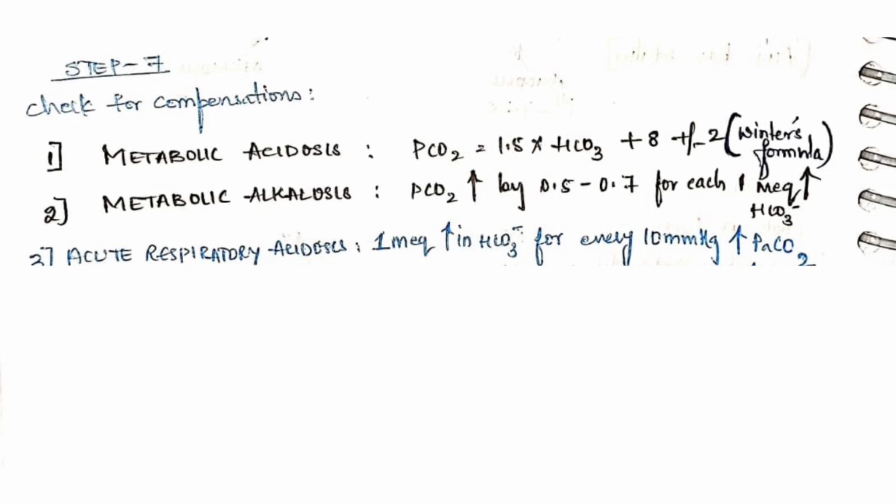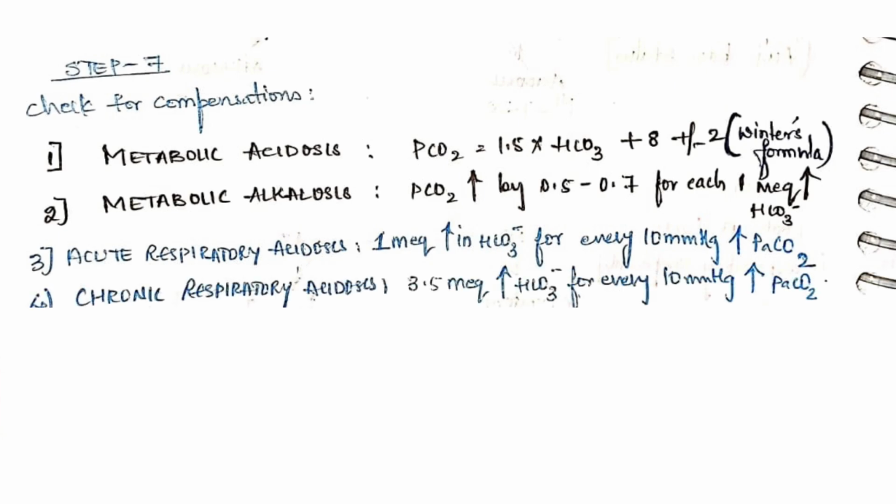3. Acute respiratory acidosis. There is a 1 milliequivalent rise in bicarbonate for every 10 millimeters of mercury rise in partial pressure of carbon dioxide. 4. Chronic respiratory acidosis. There is a 3.5 milliequivalent rise in bicarbonate for every 10 millimeters of mercury rise in partial pressure of carbon dioxide.